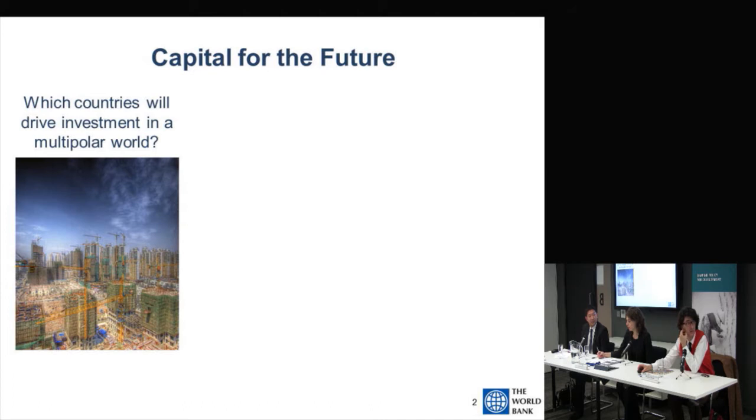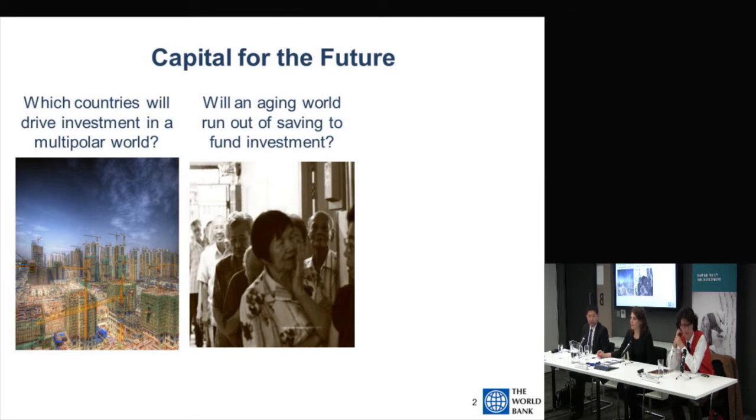The report is organized around three chapters, which basically address three main questions, and those three main questions are summarized here, and I organize my short speech around answering these three questions. The first question that we ask in this report is about the investment activity: where investment activity will be higher, which countries basically will drive investment in the next two decades in the multipolar world economy. The second question concerns a worry that quite a few have, that with an aging population, the savings may not be sufficient to fund all the investment activity that there will be demand for capital for in the future.